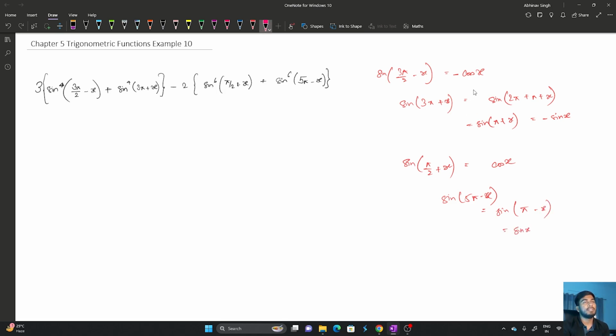Instead of doing these many sine calculations, you know that the power here is 4, so minus will eventually turn into plus, and for 6 it will be plus. So you just need to see whether it is pi by 2, then change it. If it is pi, keep the same function. So it was simple.